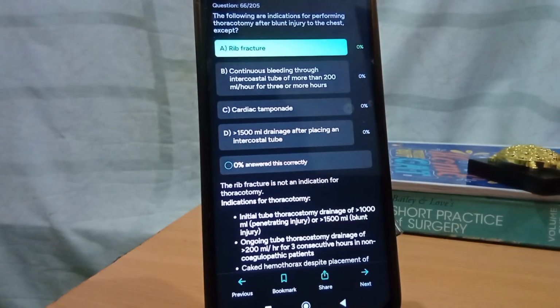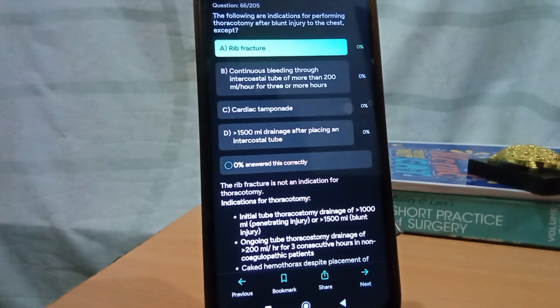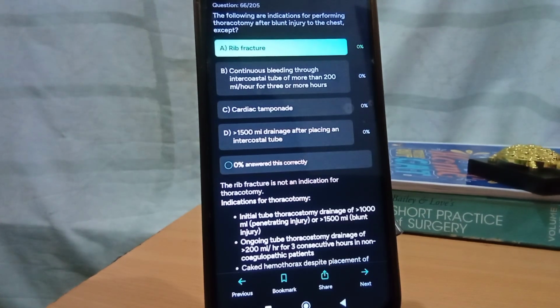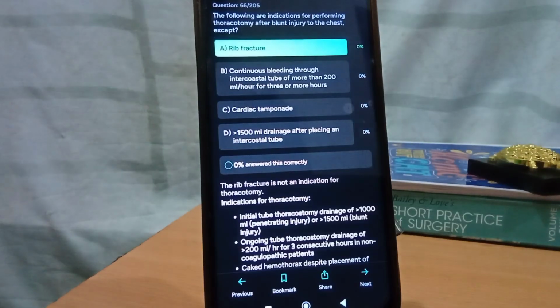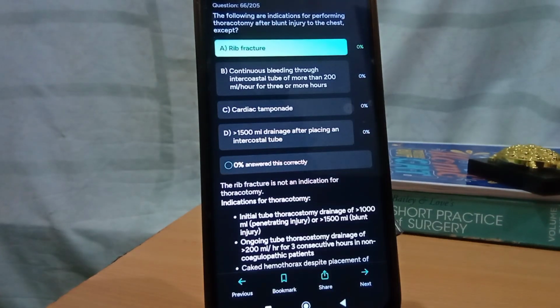The following are indications for performing thoracotomy after blunt injury to the chest, except: the options are fracture, continuous bleeding through an intercostal tube of more than 200 ml per hour for 3 or more hours, cardiac tamponade, and more than 1500 ml drainage after placing an intercostal tube. Fracture is not an indication for thoracotomy.